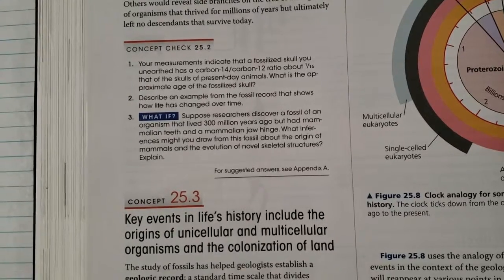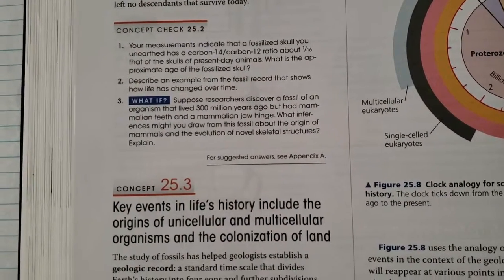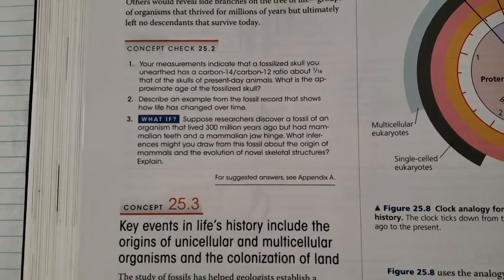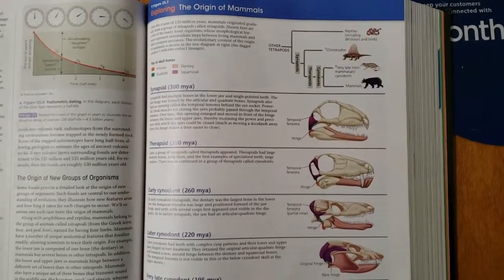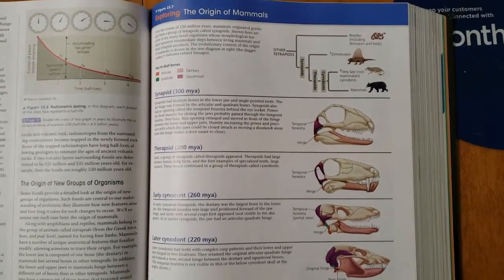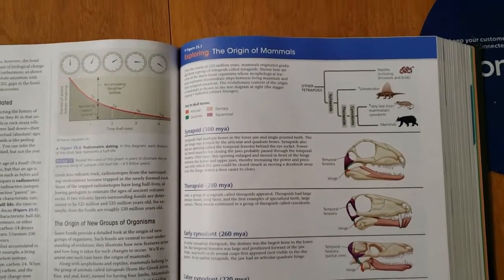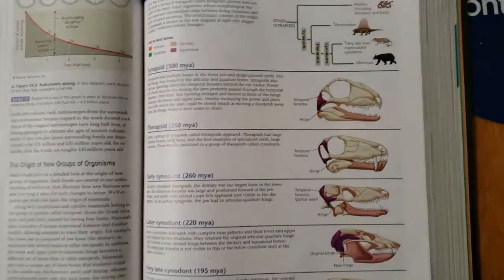Number 2. Describe an example from the fossil record that shows how life has changed over time. The main example I found on how the fossil record shows how life has changed over time is this one.